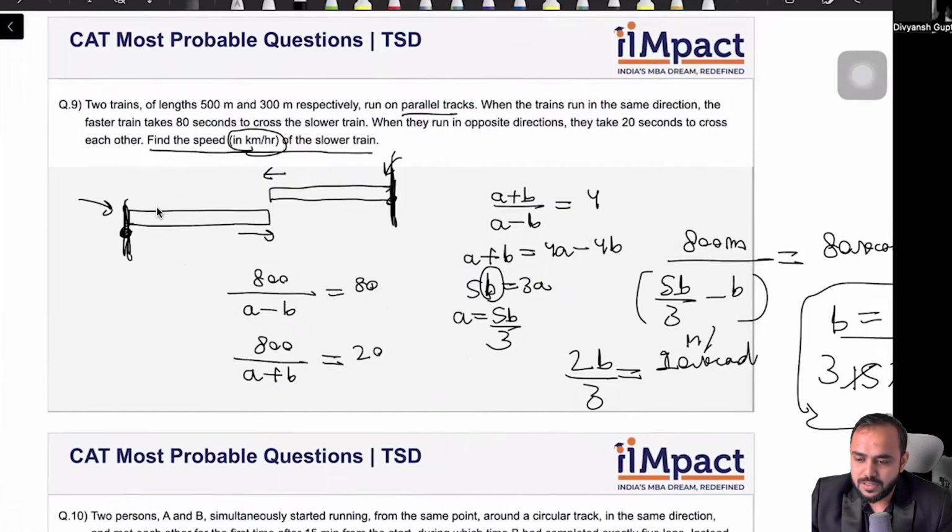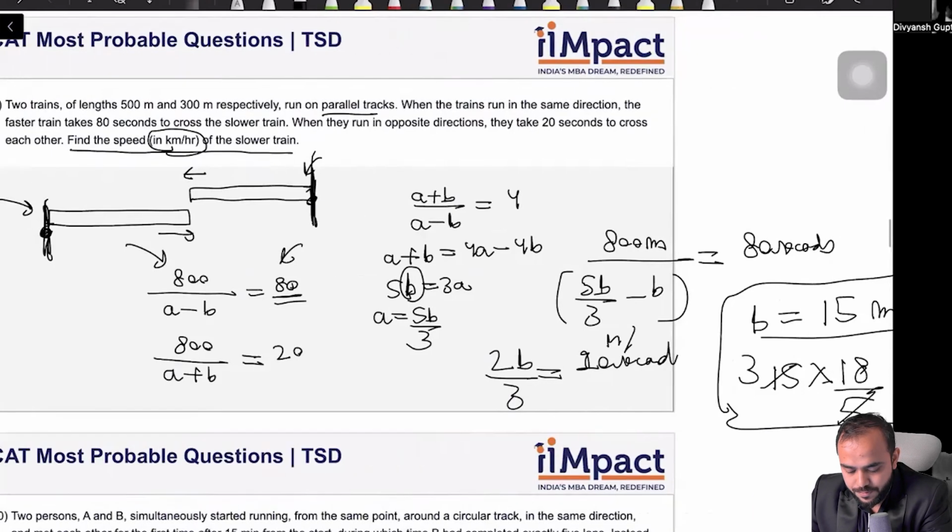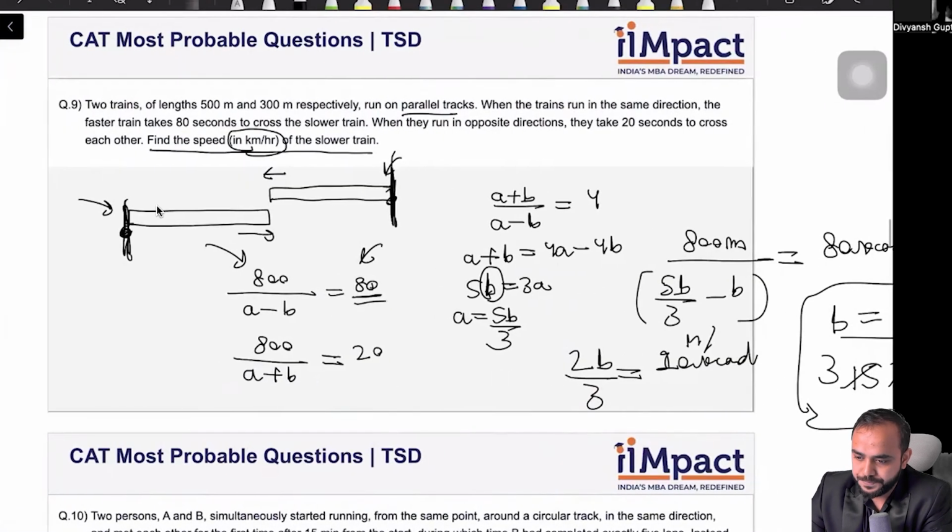One other way to avoid this mistake would be to just take the distances and times already in kilometers and hours. But honestly, 80 seconds in hours is going to be a number with a lot of decimal points. So the answer for this question is going to be 54 kilometers per hour.